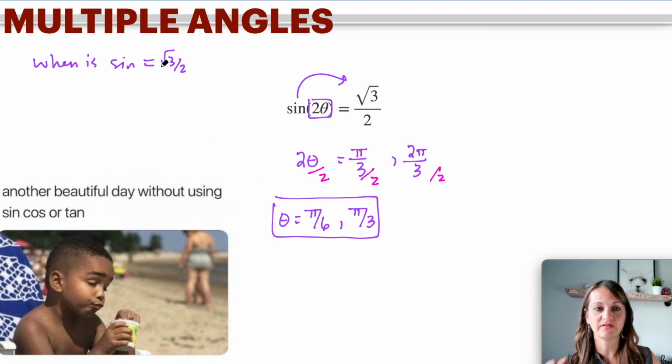So you solve it the same way in the unit circle, but at the very end, you're going to divide by whatever is attached to that angle.